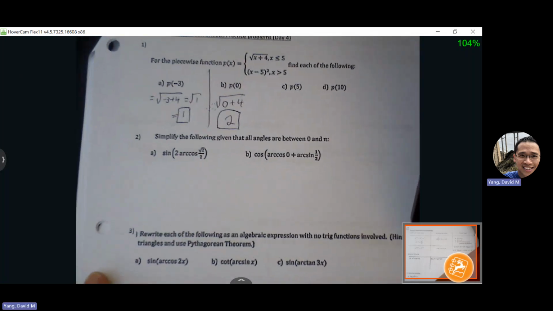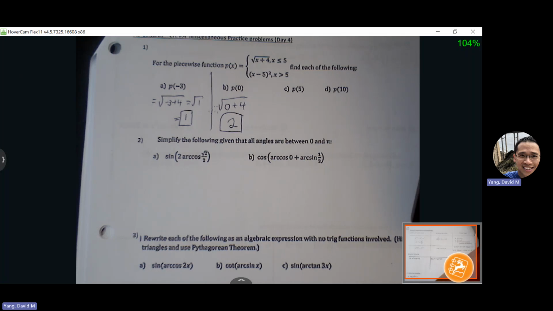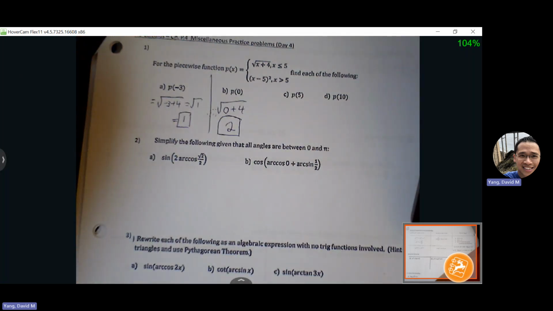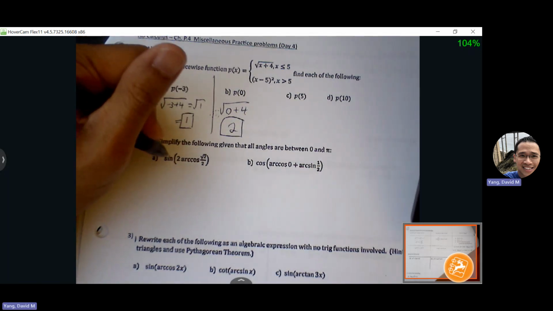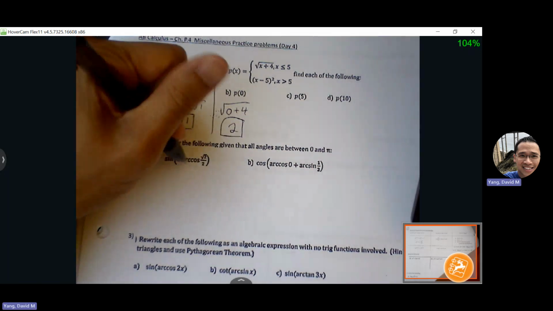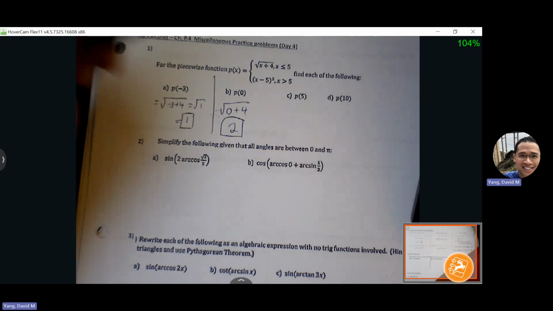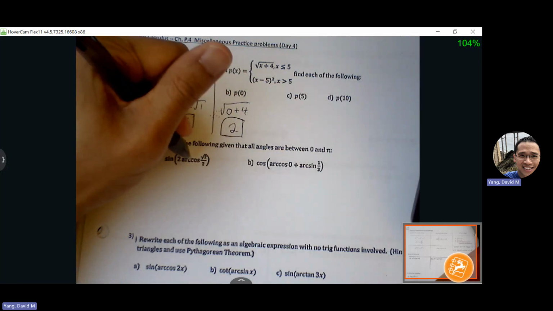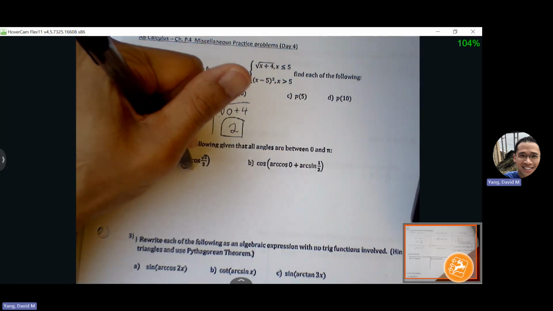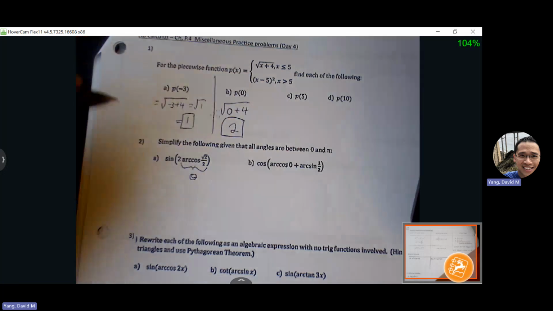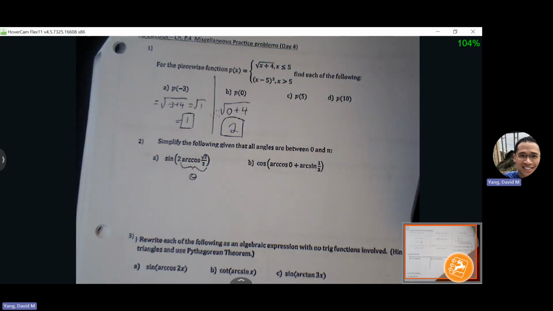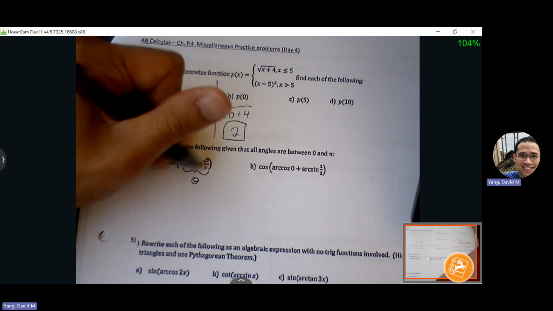Okay, let's look at number 2 here. Simplify the following, given that all angles are between 0 and pi. So this is some kind of problem within the problem here. Arc cosine of root 2 over 2. Let's focus on that piece first. This arc cosine, which is the same thing as inverse cosine, is really representing theta. So this is where theta is. So let's just figure out what that theta is.